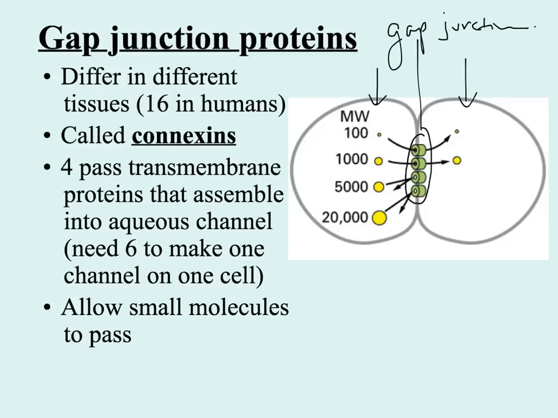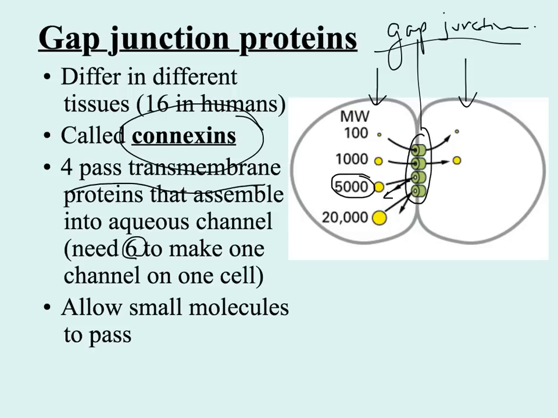And the proteins are very cleverly called connexins. I love that. It's so simple. They connect cell to cell. Those connexins are 4-pass transmembrane proteins, and you need 6 of those to make up one individual gap junction. So this allows for small channels, so small molecules, less than 5,000 Daltons. Notice this 5,000 is being blocked. So anything that's smaller than 5,000 Daltons can pass from one cell to another.